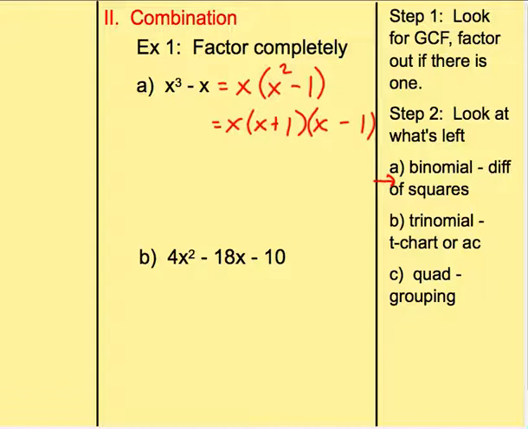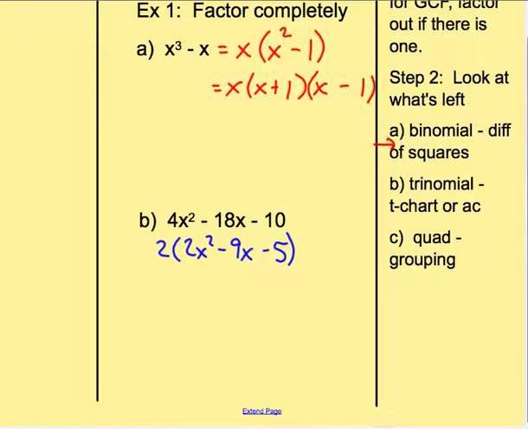All right, example B, look for a GCF. In this case, all 3 of my terms have a common factor of 2. Dividing that out of each term, I've got 2x squared minus 9x minus 5. When I factor a GCF, I typically check to make sure that what's left doesn't still have a GCF. I didn't do that on the first one because with x squared and 1, it's kind of obvious they don't. But 2, negative 9, negative 5 no longer have any common factors. So now I'm going to look at what's left.